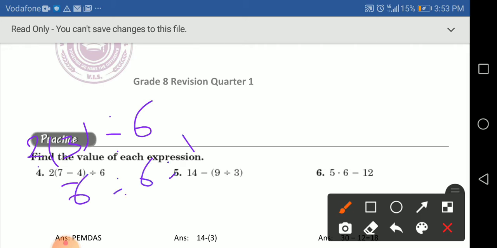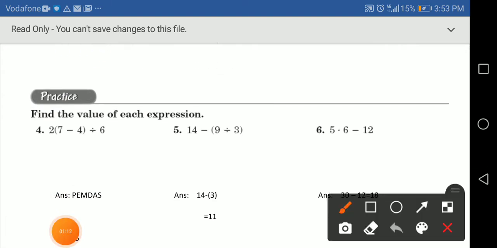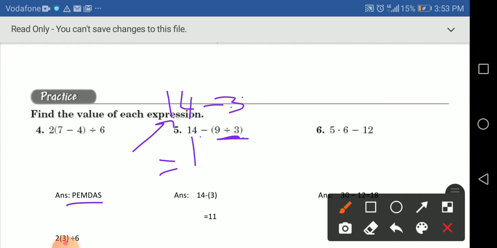What about this example? We have here 14 minus the brackets. So PEMDAS starts with what? Yeah, the brackets. 9 divided by 3 is 3. I rewrite the expression and do the operation. So here I started with what is in between the brackets, which is 9 divided by 3, which is 3, and 14 minus 3 is what? It is 11.